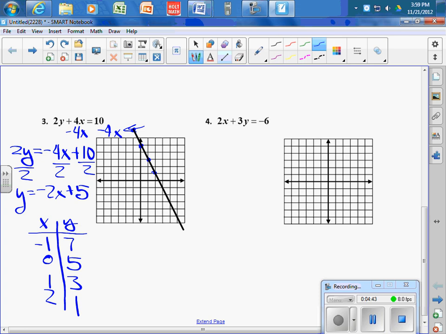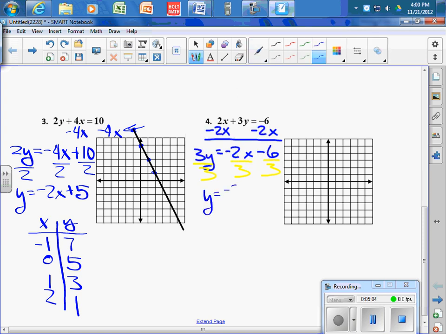In number 4, again, we need to get the y by itself, so I need to subtract 2x from both sides of the equal sign. 3y is equal to -2x minus 6. I'm going to divide through by 3, and I get the equation y is equal to negative 2/3 x minus 2.